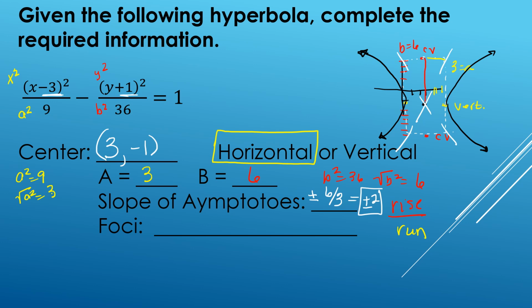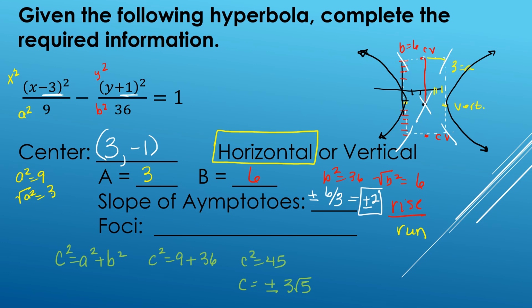So our c value for our foci, c squared, is a squared plus b squared, and that's because we have to travel past a vertex to actually plot a foci. So c squared is going to be 9 plus 36, which is 45. And when we take the square root of 45, we'll get both positive and negative 3 square root 5 when you simplify.